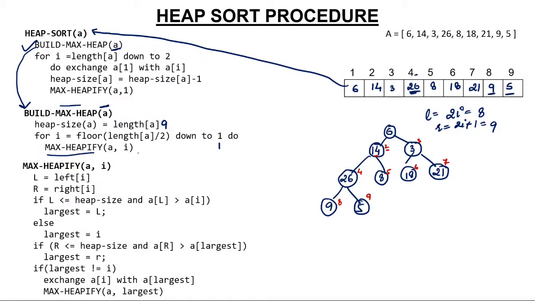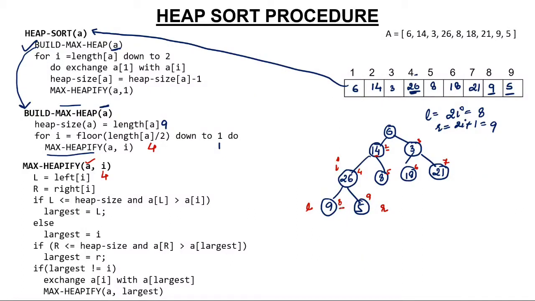Okay, so since we have to start from 4 to 1, I'll pass A and I. What is I? 4. So I'll start from 4. I will come here. This will become L, and this will become R. Now I'll check, is L less than heap size?